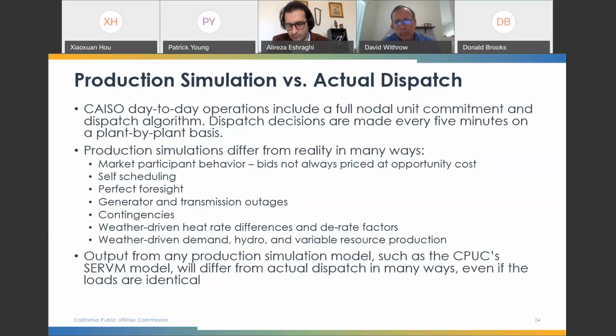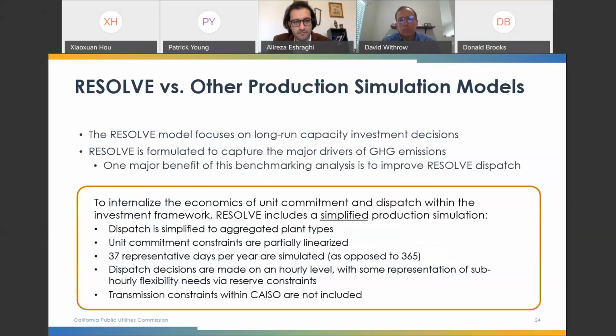So next slide, Ali. To take that analogy one step further, Resolve has a simplified production simulation model in its logic. The reason we use a simplified one is because the focus of Resolve is to determine long-run capacity investments. To do that, you need to understand the economics of dispatch, but there's a model runtime issue where you can't do a full 8760 production simulation with all of the bells and whistles and also make informed investment decisions.